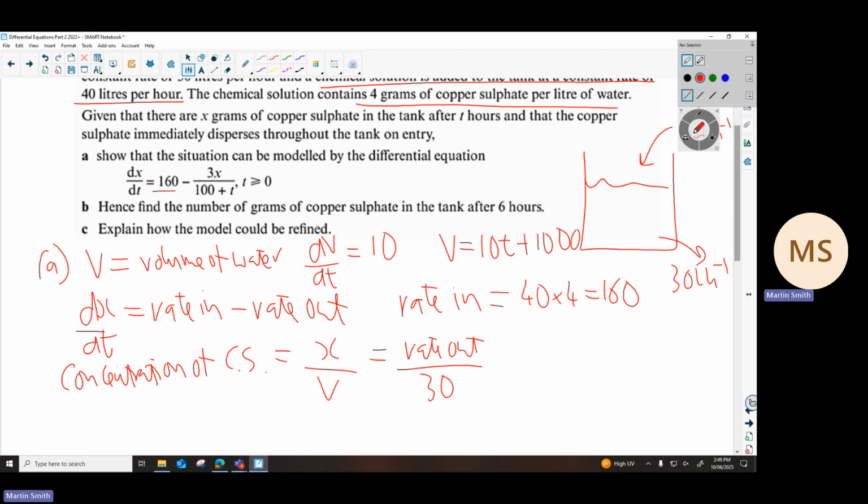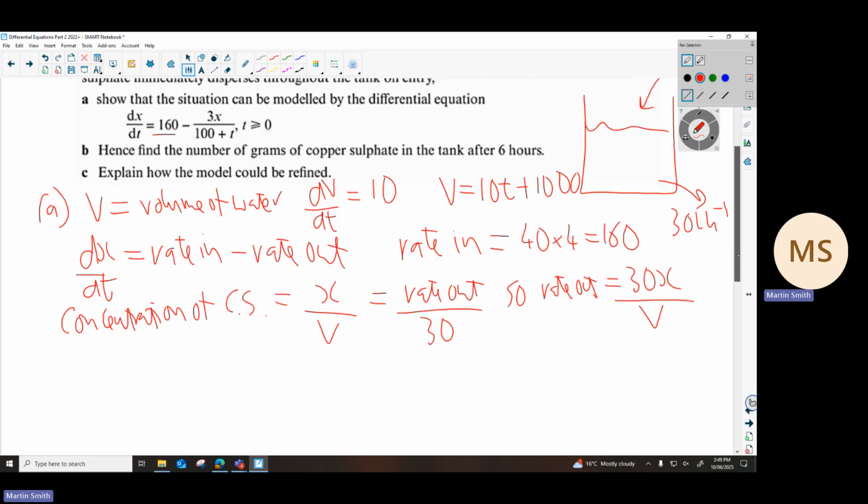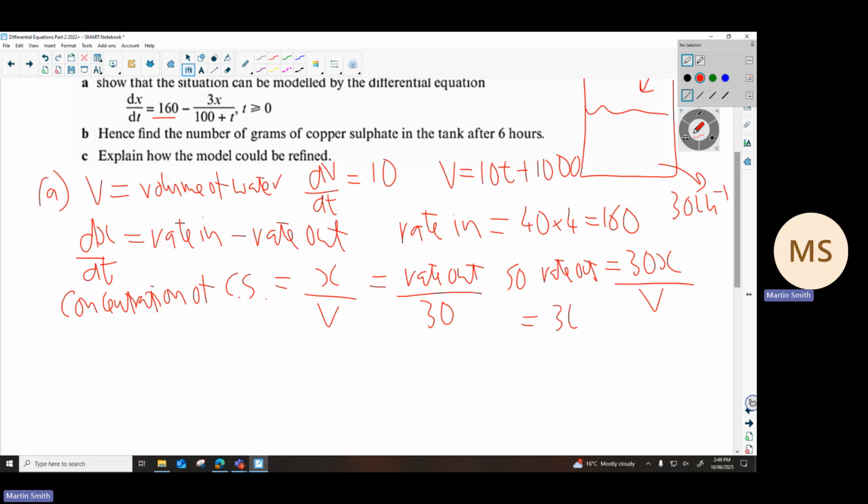If the concentration in that liquid is the same as the overall concentration, the rate out divided by 30 is X over V. So what that means is that the rate out is going to equal 30X divided by V. But wait a second, earlier we said that V is 10T plus 1,000. So that's going to be the same as 30X over 10T plus 1,000.